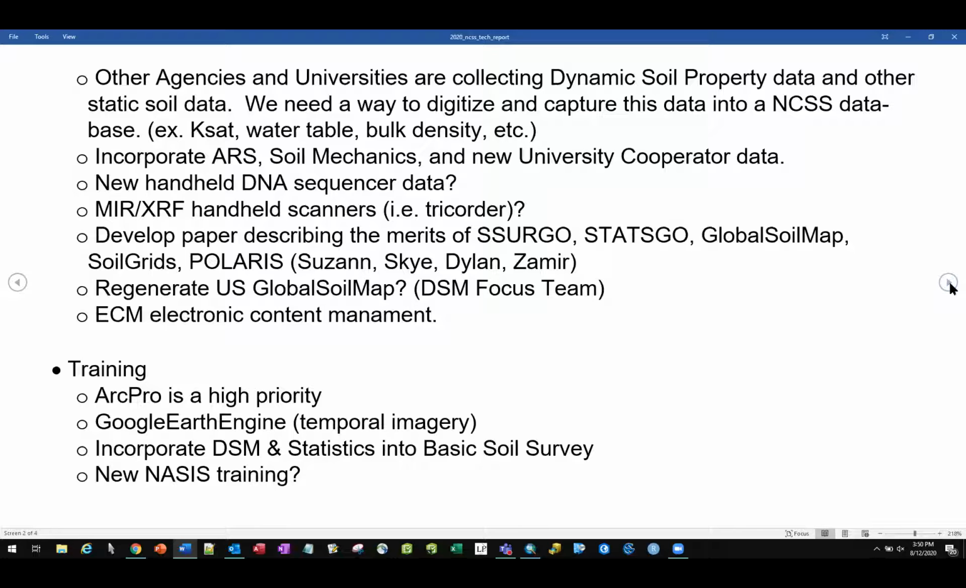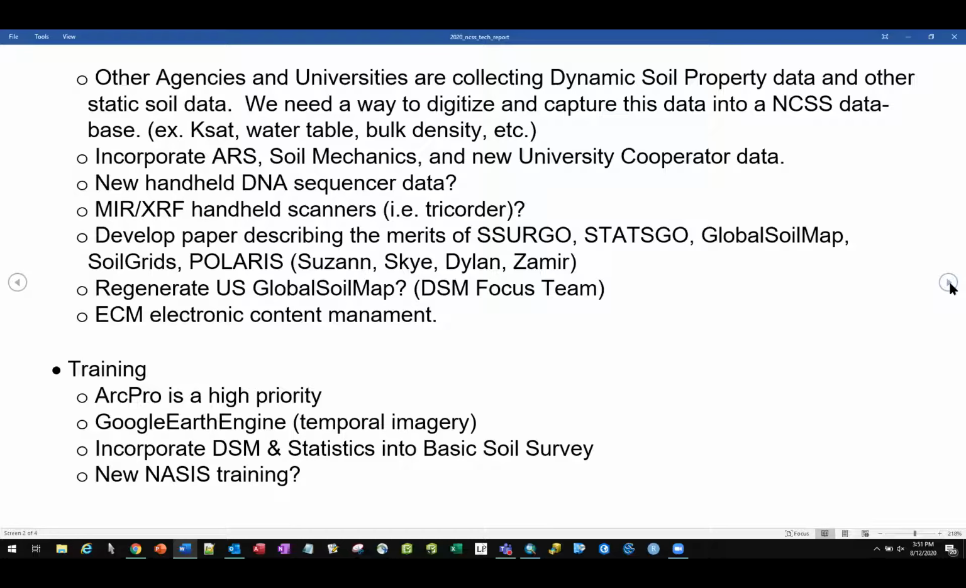ArcGIS Pro doesn't seem like it's high technology, but not that many people are using it. And we are shifting over to ArcGIS Pro from ArcMap. And I think this is a high priority to get people trained and switched over. Google Earth Engine, there is a lot of information that can be downloaded through that engine from the satellite data, and people need some training on that.